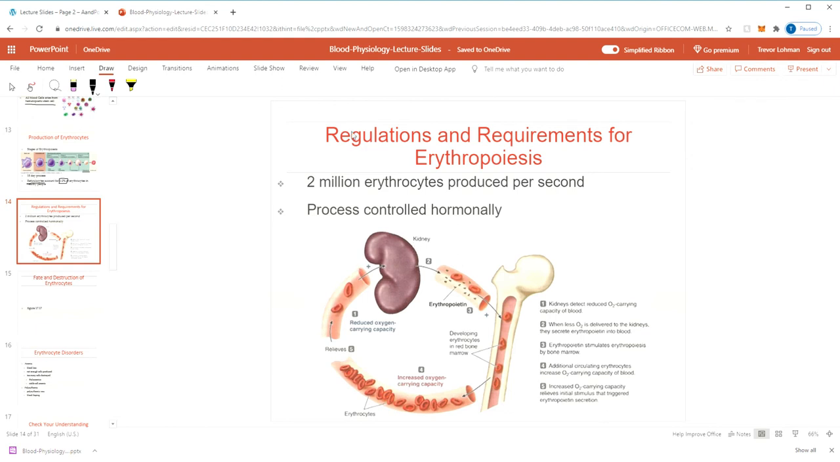So this process can be abused, and I think it's coming up on the next slide. But there is something called blood doping, and you can do that using synthetic EPO. We'll talk about that in a second.